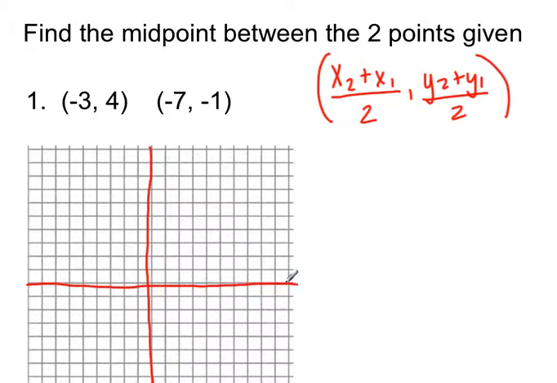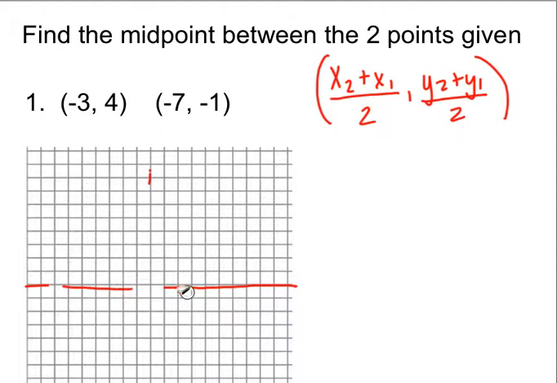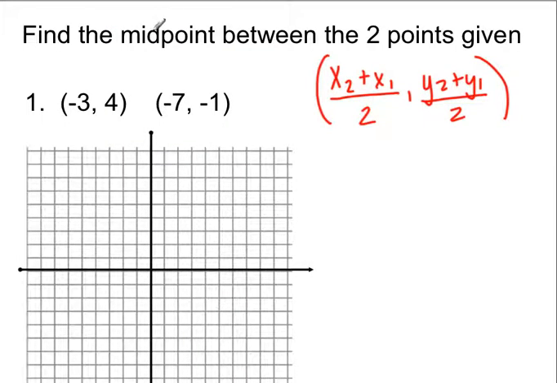So if I sketch these, I've got to make those lines better. There we go. Alright, so if we sketch those, we get negative 3, 1, 2, 3, up 4, and negative 7, down 1. So what we're trying to do in this problem is to find the midpoint. So we're trying to find approximately right there.